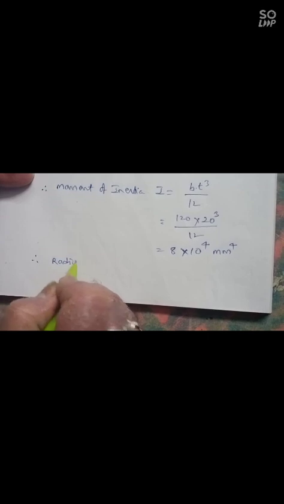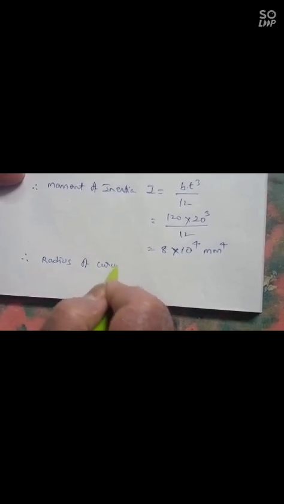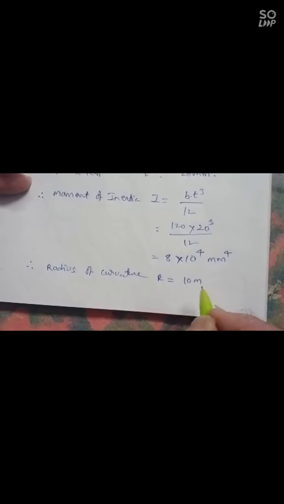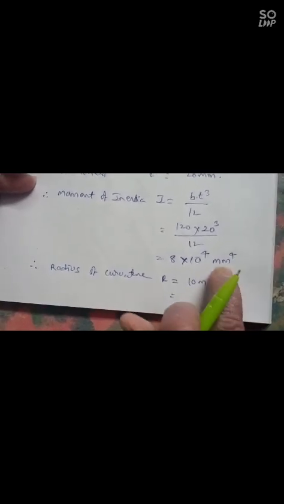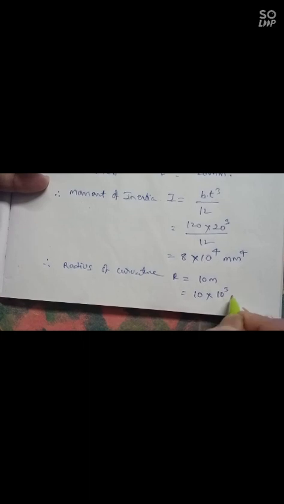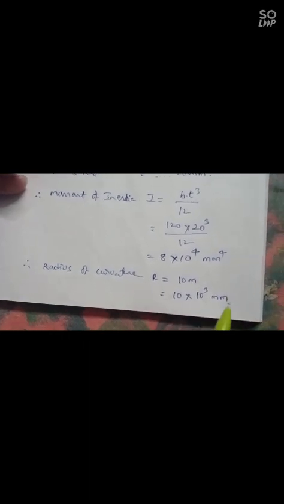So next one is the radius of curvature, which is given as 10 meters. So we can convert into millimeters. So 10 into 10 to the power of 3 mm. Okay.